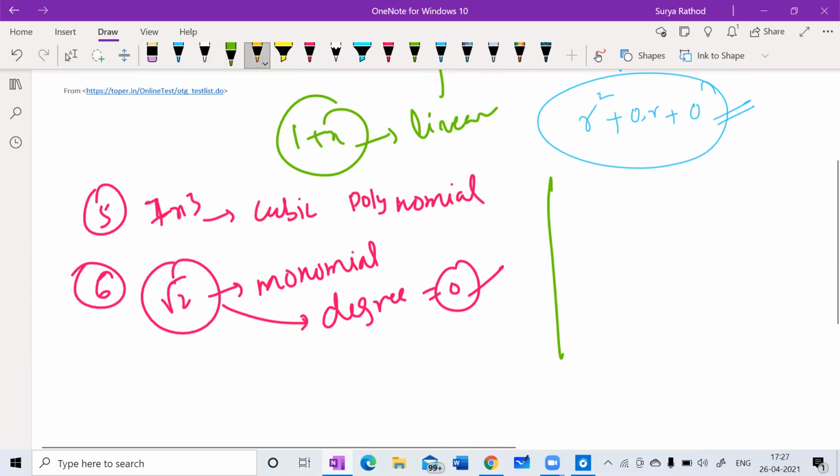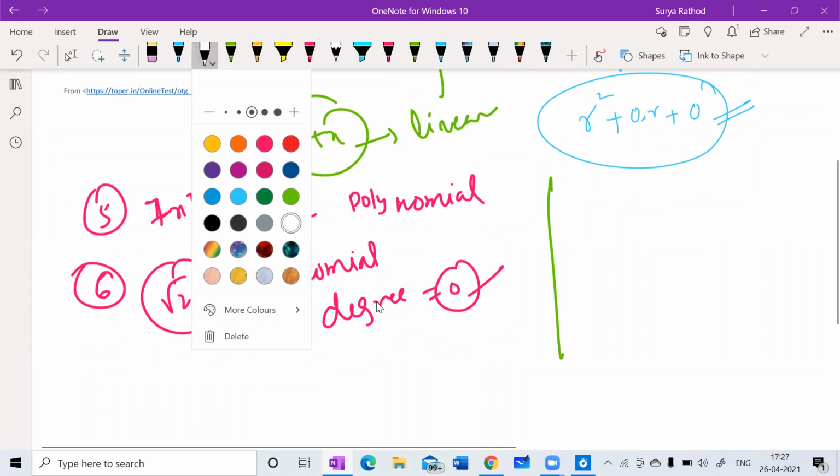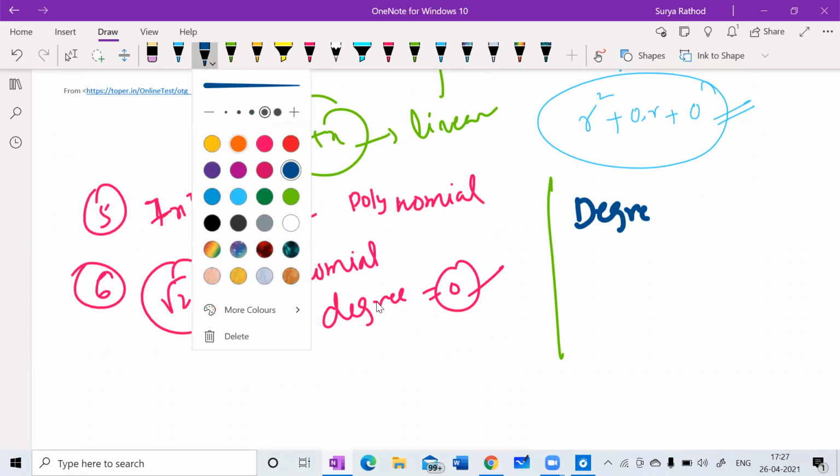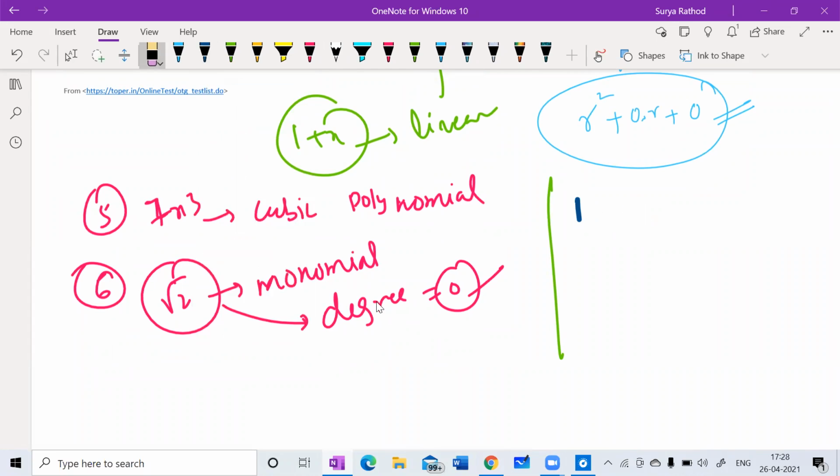Try to listen to me carefully here. What is the degree of a polynomial? The highest power of a variable. We have to look at the power, the exponent, of the variable. That is what we have to look at. Degree means we have to look at the power of a variable.